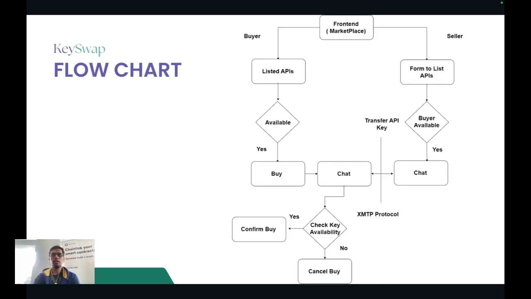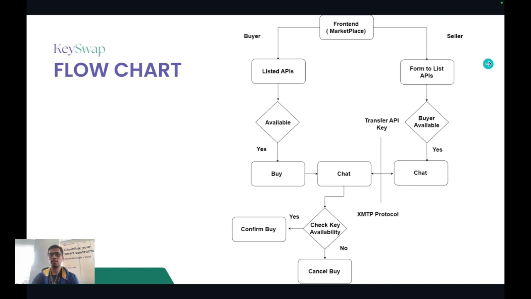Now moving on to the flowchart, there are two portals. One is the buyer portal and the other is the seller portal. On the buyer portal, the buyer will be able to see all the listed APIs, and if the APIs are available, he can buy. And on clicking on buying the API, he can then chat with the seller. If the API key is available and it is working, then the buyer will confirm the buy. Else, the buyer can cancel the buy and get a full refund.